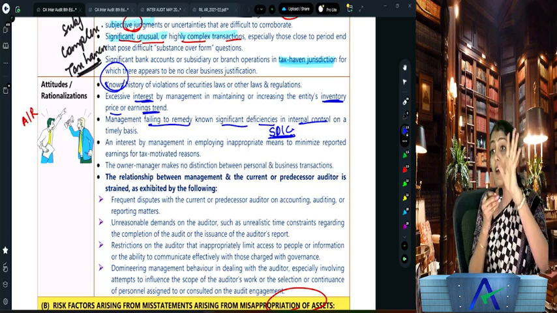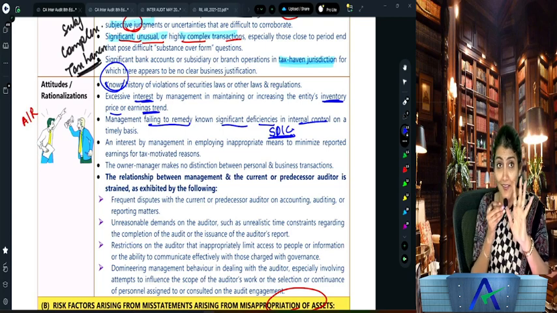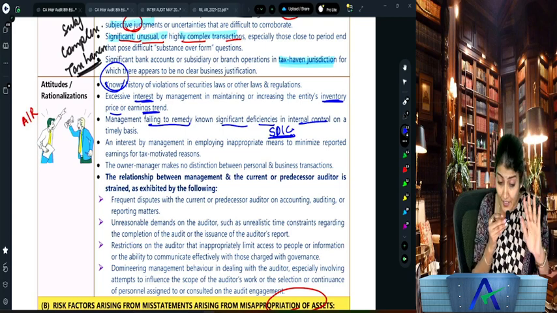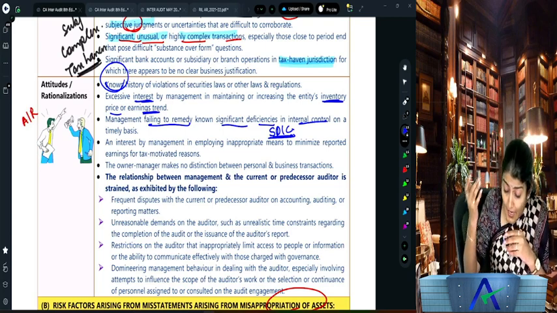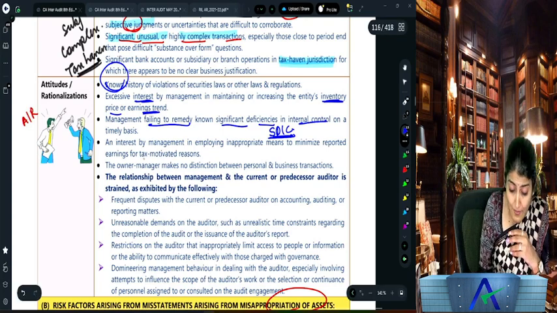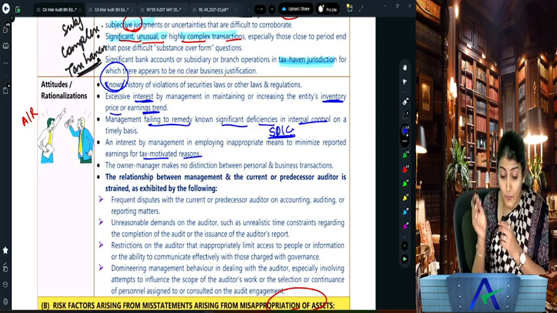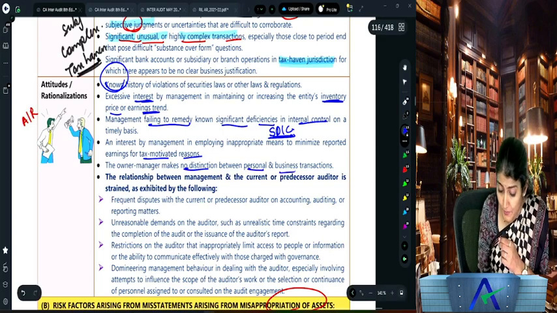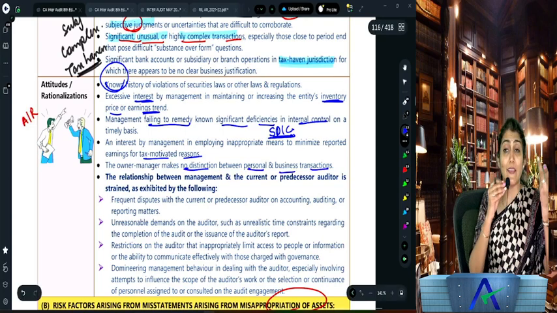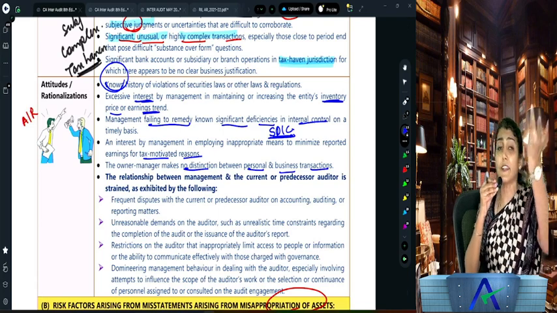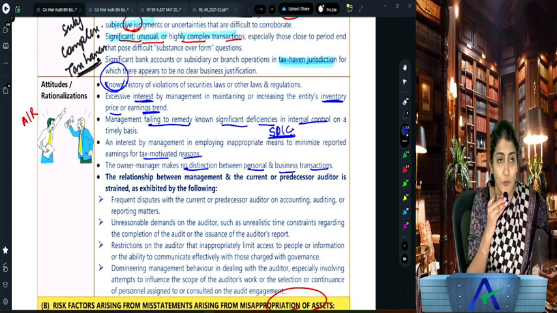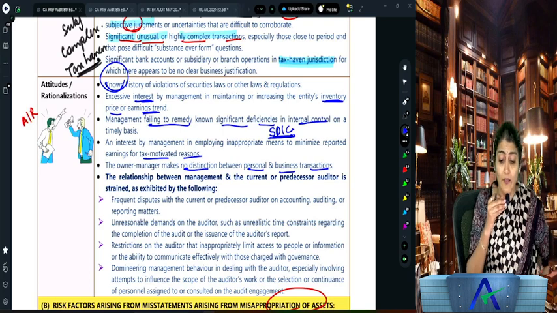There is weakness. There should be few weaknesses. What does it say? It is the attitude. Then what does it say? Inappropriate means to minimize the reported earnings for tax-motivated reasons. Then what do they say? They make no distinction between the personal and the business transaction. What is it? It is their attitude. They don't make a distinction between the personal and the business transaction.